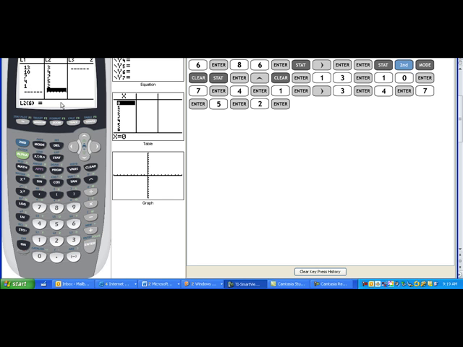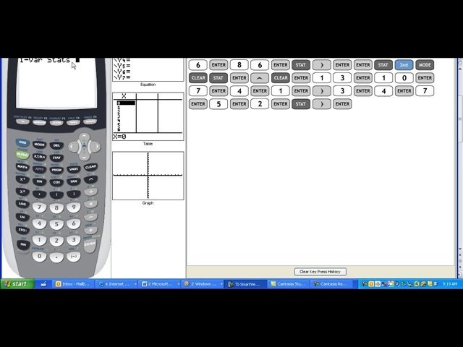Okay, and what I want to do is calculate the mean and the standard deviation for this set. So again, I go to Stat, and then I'm going to go again to Calc, so I'm going to move over. I want one variable stats. I'm going to enter only once now.